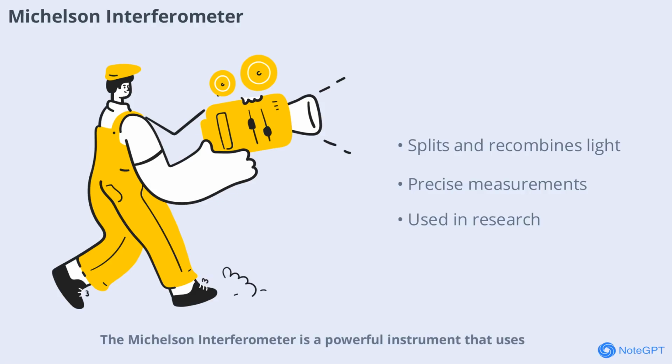The Michelson Interferometer is a powerful instrument that uses interference to make extremely precise measurements of distance and wavelength. It splits a beam of light into two paths, reflects them back, and then recombines them to produce an interference pattern. Changes in the pattern can reveal tiny differences in path length, making the Michelson Interferometer essential in scientific research.